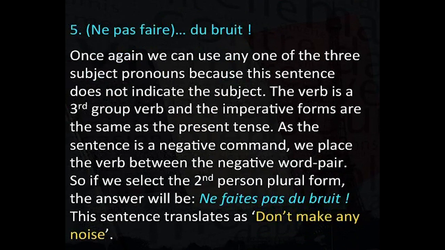Ne pas faire du bruit. Once again, we can use any one of the three subject pronouns because this sentence does not indicate the subject. The verb is a third group verb and the imperative forms are the same as the present tense. As the sentence is a negative command, we place the verb between the negative word pair. So if we select the second person plural form, the answer will be ne faites pas du bruit. This sentence translates as don't make any noise.